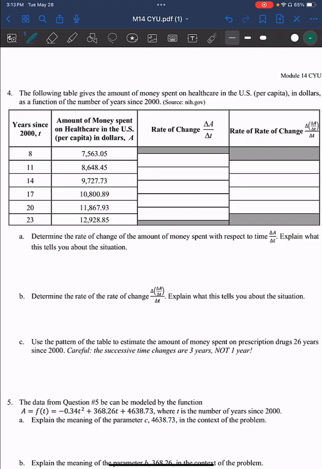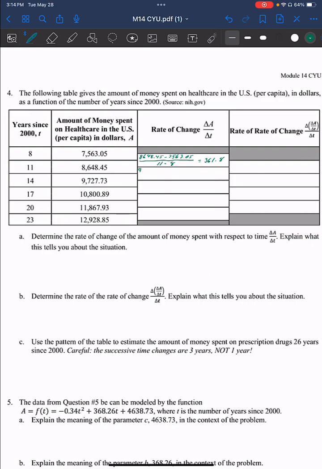So in order to find average rate of change, remember we find the change in the outputs. So 8648.45 minus 7563.05 divided by the change in the inputs, 11 minus 8, and that gives us $361.8 per year. So on average between 2008 and 2011, the amount of money spent on healthcare in the US per capita increased by $361.8 per year. We continue that same process all the way down.